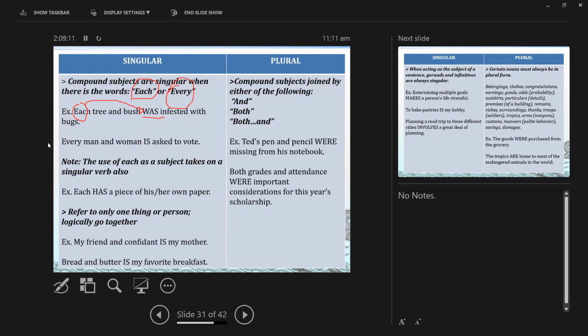Was. Not each tree and bush were infested with the bugs. We say each tree and bush was infested with the bugs. Ngayon, if tatanggalin natin yung each, if we're gonna remove the each, trees and bushes were infested with bugs. Okay? Understood? Pero kapag nilagyan mo ng each or every, automatically, you use singular verb. Another example. Every man and woman is asked to vote.